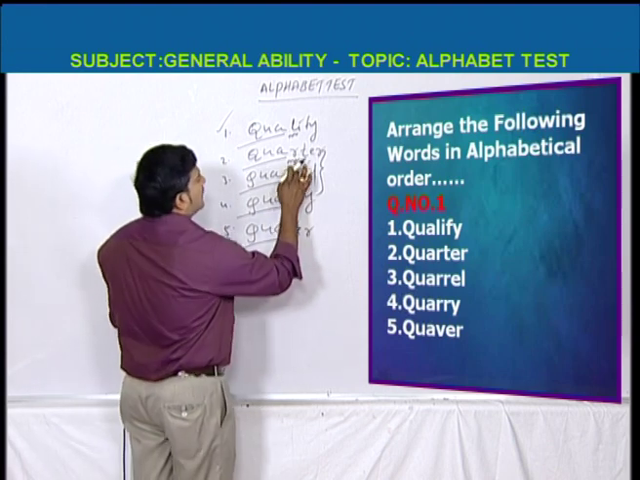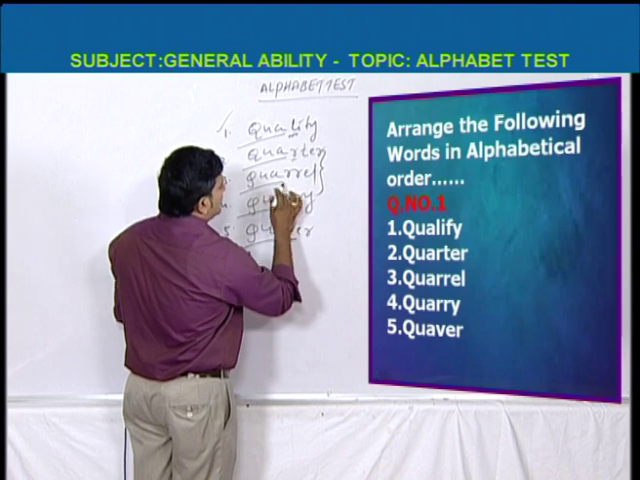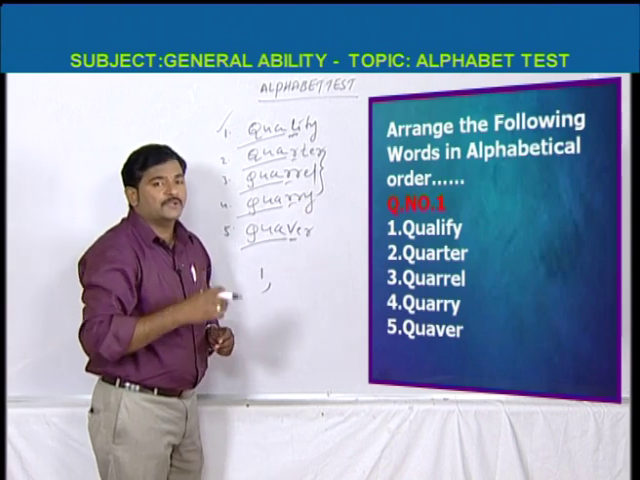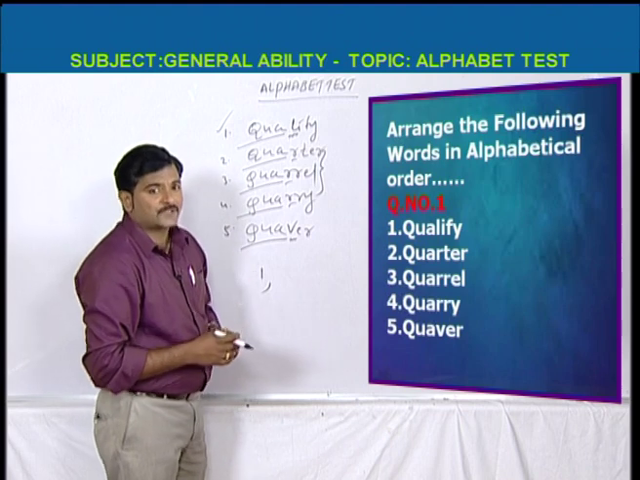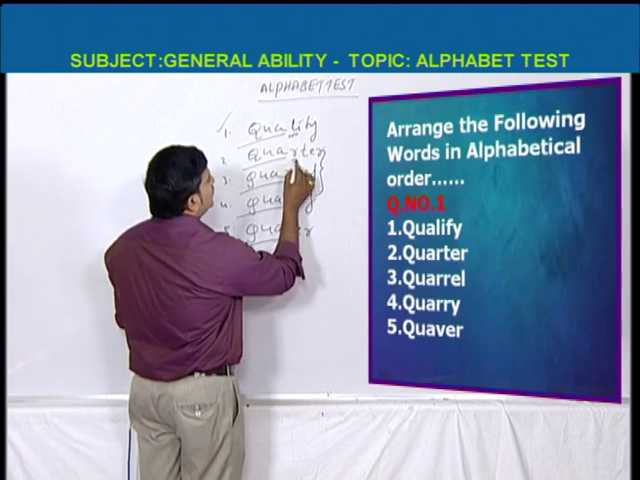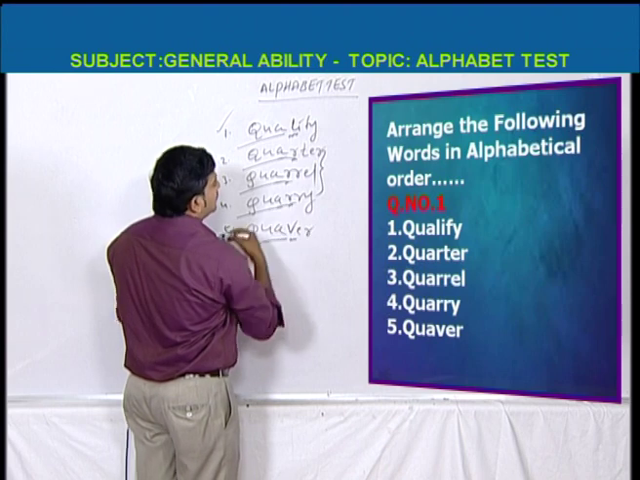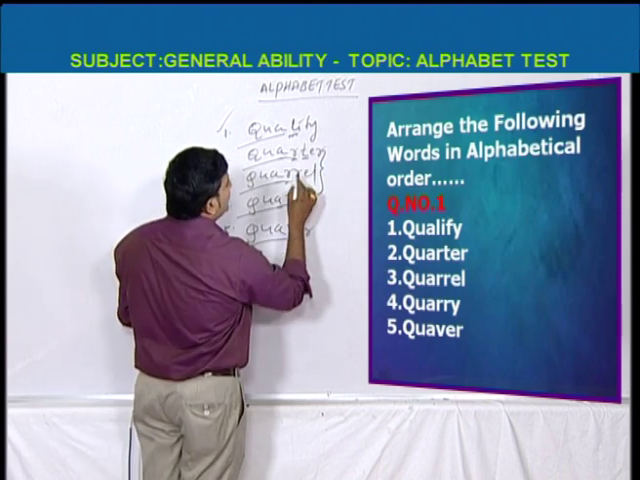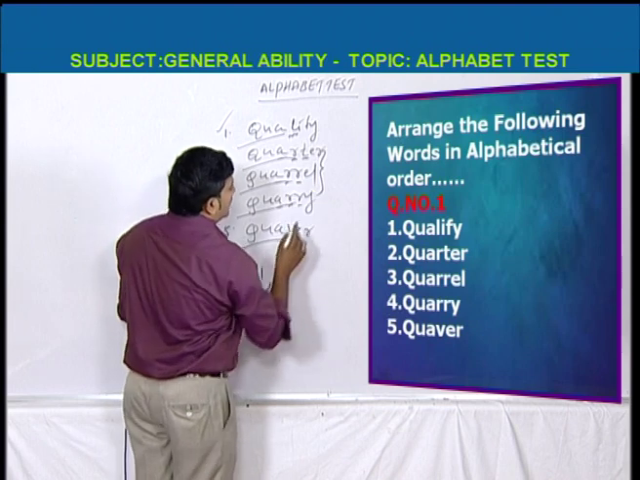So here again R is there, R is there, R is there. Whenever R is common, you need to focus on the next one. So what does it mean? QUAR, QUAR, QUAR. So next, what will we get? Next you will get T, R, and again R.